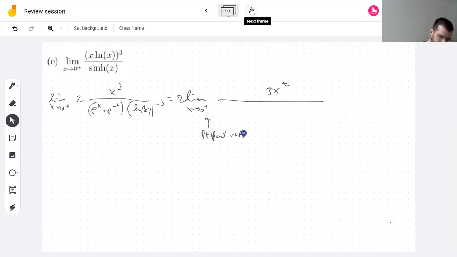I take the derivative of the first, so the derivative of e to the x plus e to the negative x. The derivative of the exponential is itself, and then the derivative of e to the negative x, well, that's a composition: negative x composed with the exponential. So the derivative of the outside is just itself, but the derivative of the inside is negative 1.